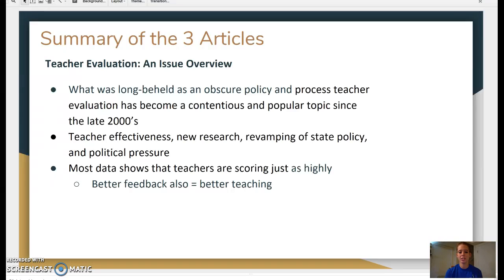The final article was Teacher Evaluation: An Issue Overview, and basically it talked about what was long held as an obscure policy and process. Teacher evaluation has become contentious and popular since the late 2000s when some of these evaluation system overhauls were implemented.